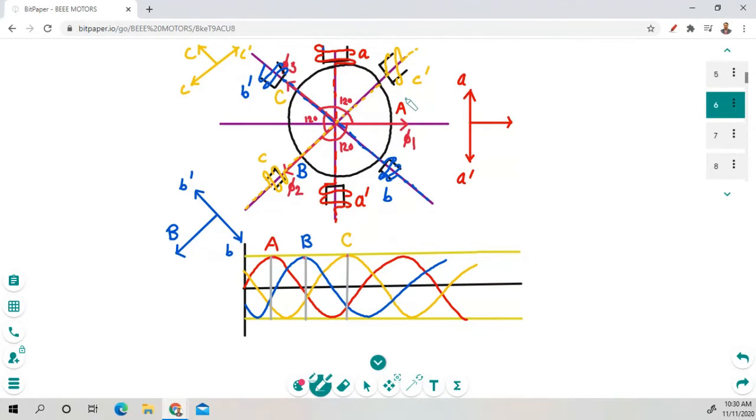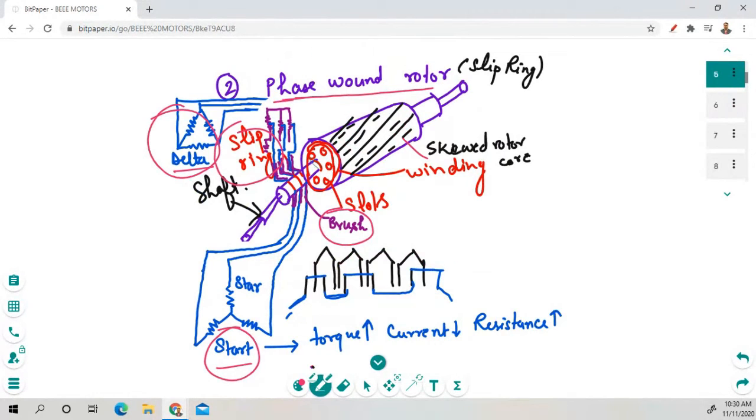Okay, I will repeat this. A three-phase supply is applied to the stator. This three-phase current will flow through the three coils and produce their own magnetic fields. Inside this rotor there is a winding, and inside this rotor these three phases are going to be generated.